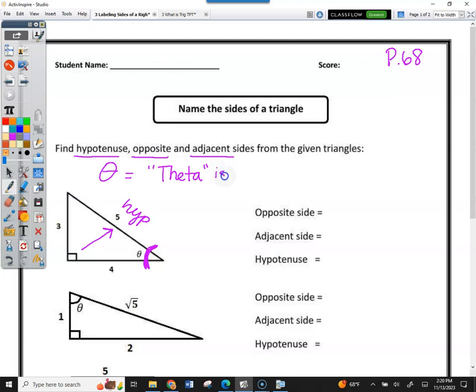It is just a fancy X. It always represents missing angle measures. You'll never see theta on the outside of a triangle. It's always going to be on the inside as an angle. Okay? So what is theta? It is a fancy X. It's just a variable, and it always represents a missing angle measure.